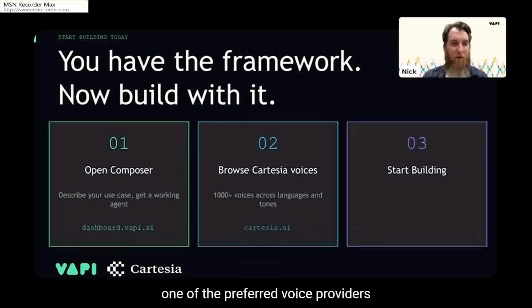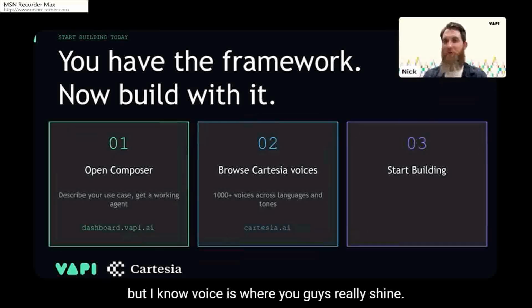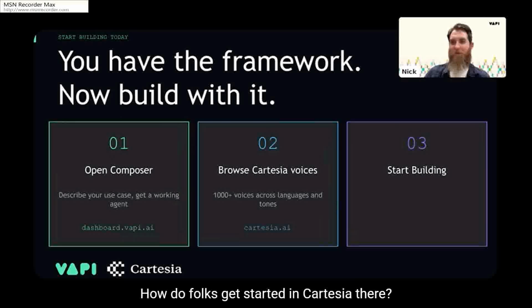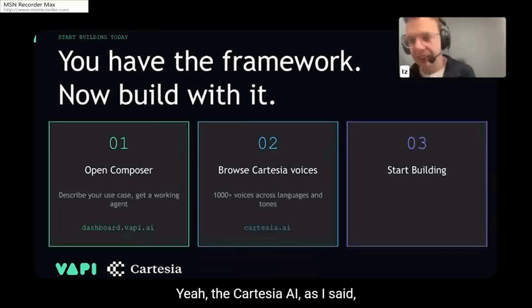How do folks get started in Cartesia? Yeah, on Cartesia AI, as I said, you can be in the playground. You can get started with the API really quickly too. Pick a voice, start generating with it, and find your favorite voice and start using it.